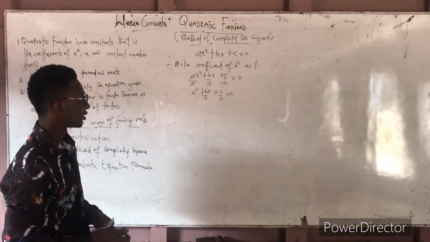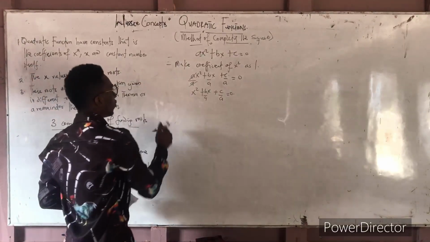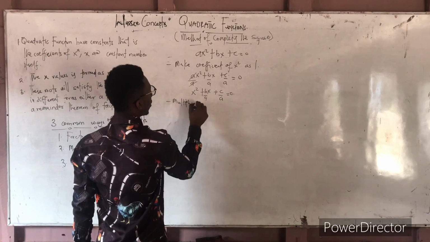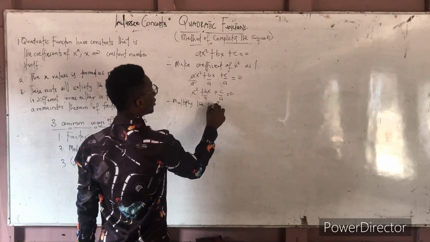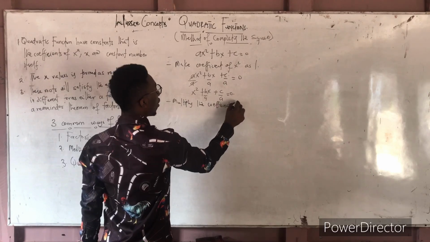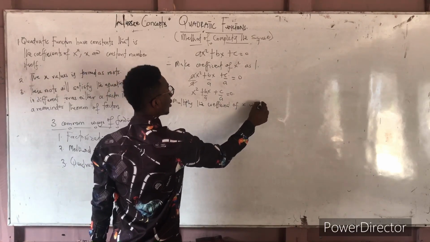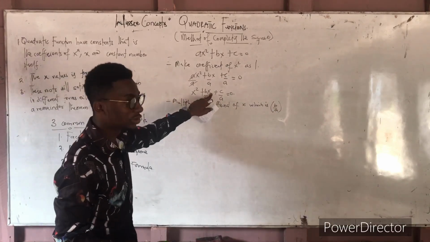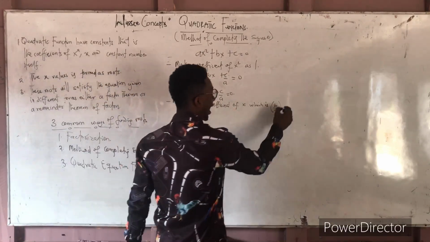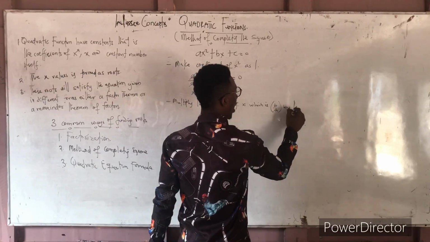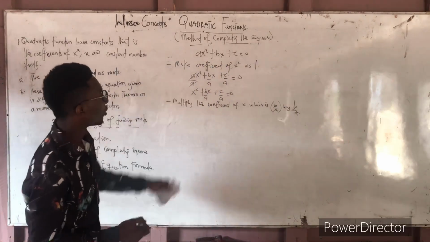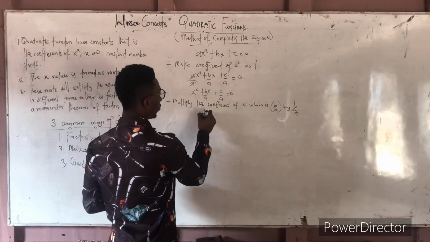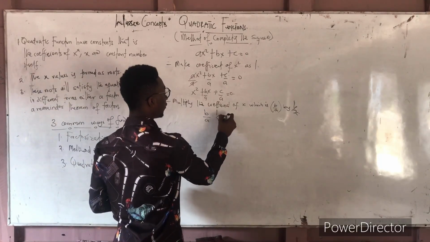Now after you do this, you have to multiply the coefficient of x, which is b on a. So multiply the coefficient of the x, which is b on a, by half. So this is the process of the method of completing square. Okay. Now when you do that, what do you get? So b on a multiplied by half, you get what?